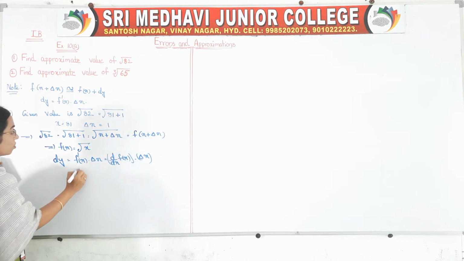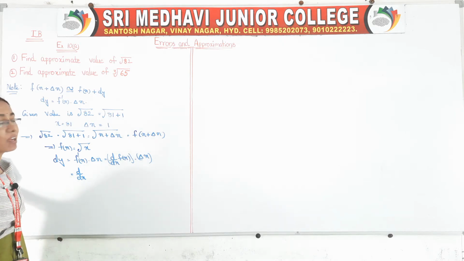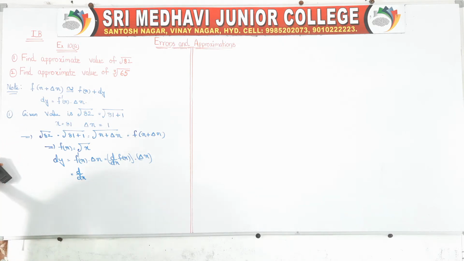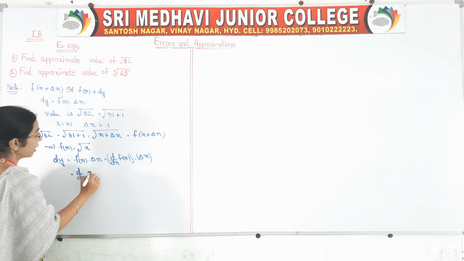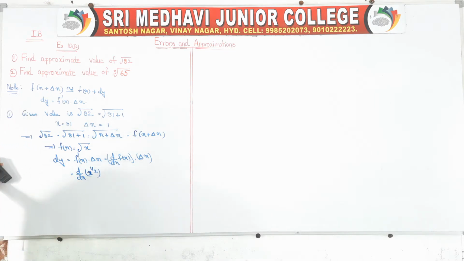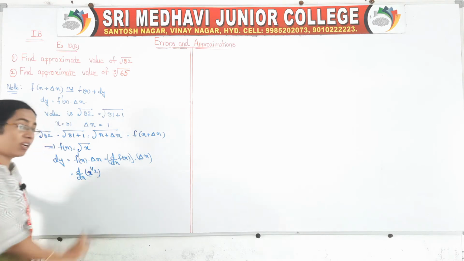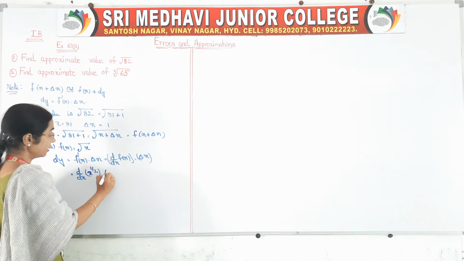So it is d by dx of, what is our f of x? We got f of x as root x, so x to the power of 1 by 2. We have to differentiate it, so we should reduce it into one of our formula forms. What is the formula form? d by dx of x to the power of n.